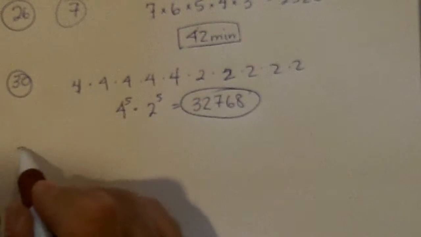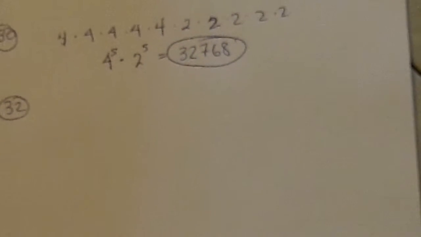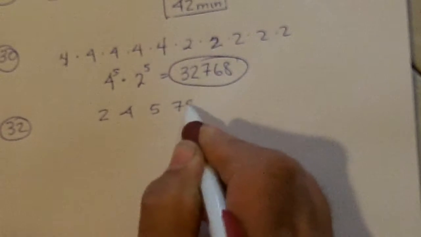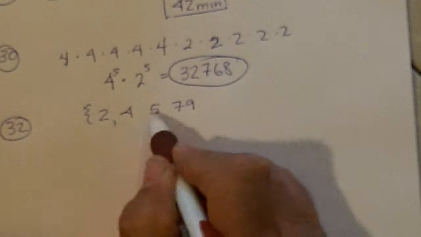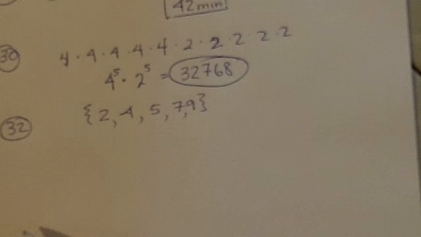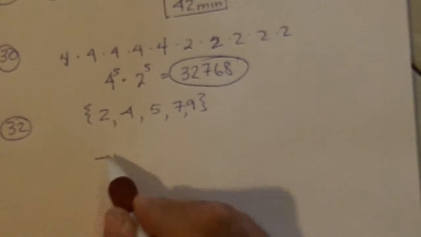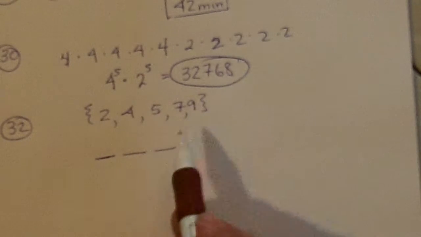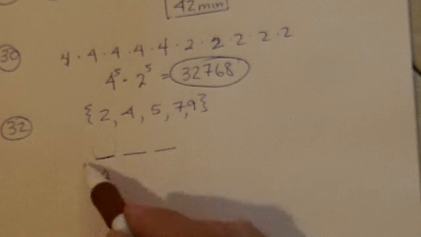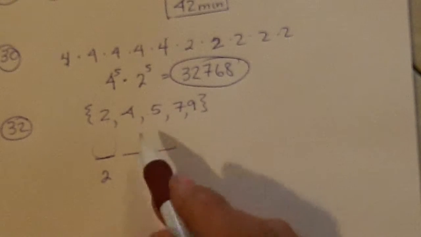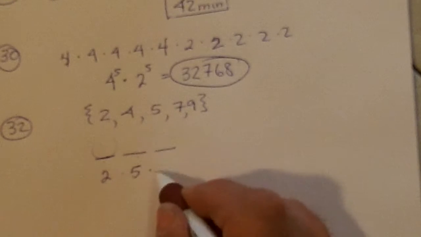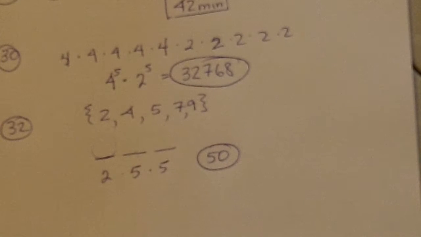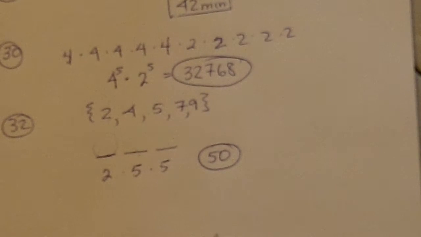And then 32 is a three-digit numeral using, we get to use 2, 4, 5, 7, and 9, and repeated digits are okay. And it says, how many numbers are less than 500? This is a three-digit number. So to be less than 500, the first digit could be 2 or 4, but it can't be 5, 7, or 9. So I have two choices for the first one. And I get to repeat, so there's still five numbers to use here, times five choices for that spot, and five here, so 2 times 5 times 5 is 50 possible numbers under 500. That's 32, and then 34, the final one.